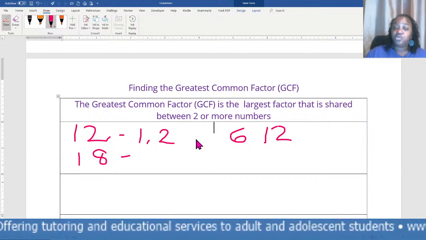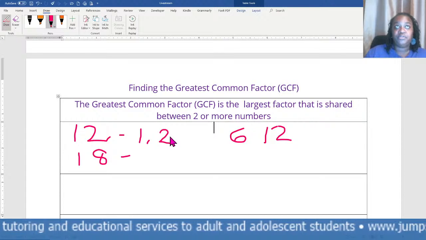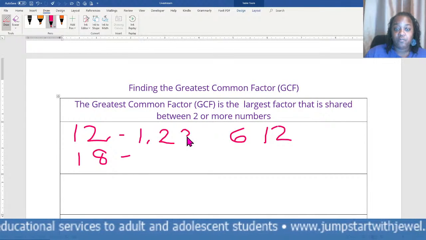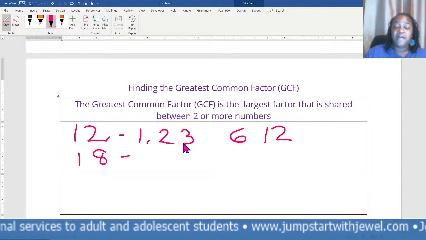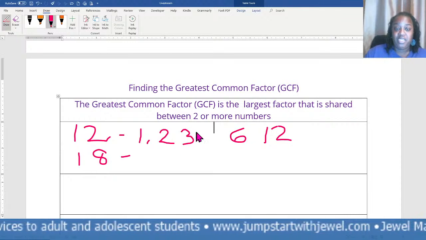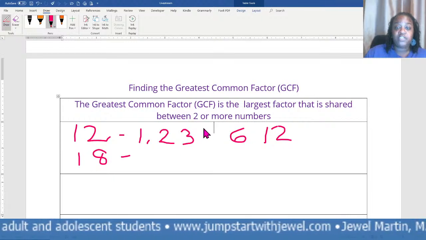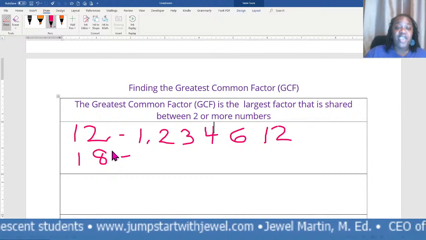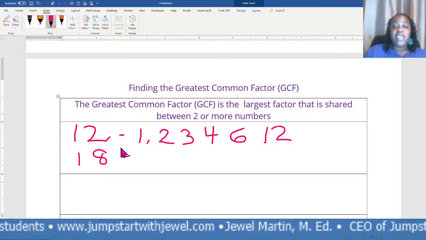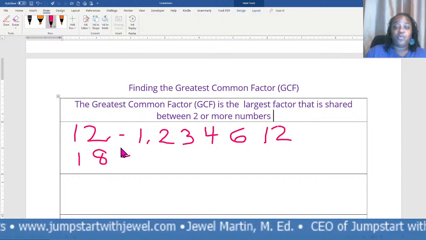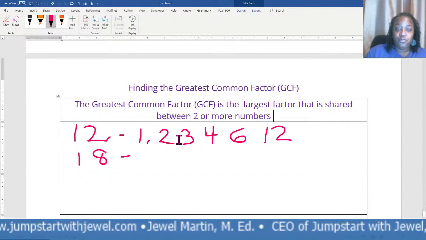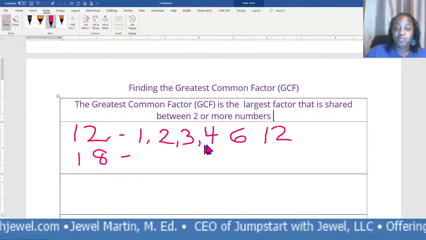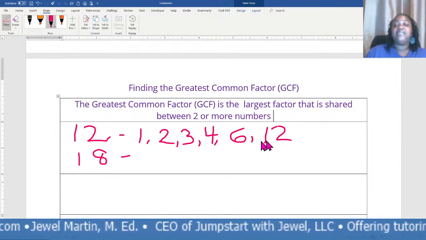And then for the number 12, think again. Okay, 1, 2, 3. 3 is a factor of 12 as well. And then what number do you multiply by 3 to give you the answer 12? It's 4. So here we have our factors of 12: 1, 2, 3, 4, 6, and 12.